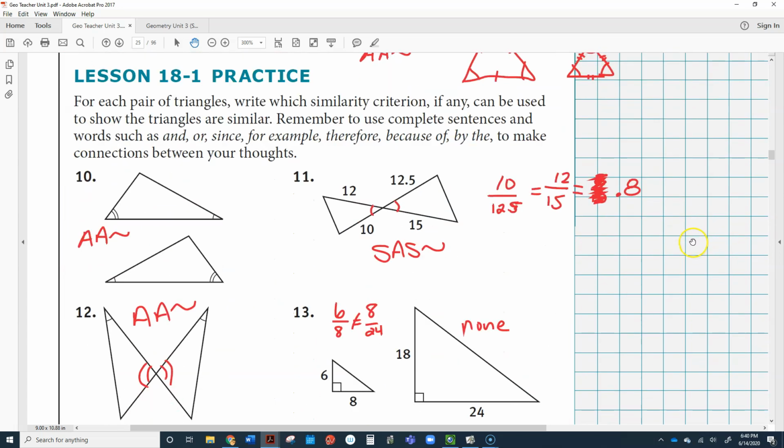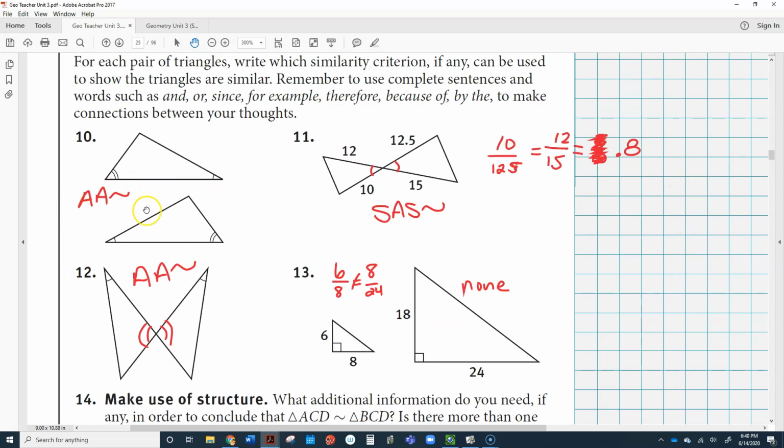Then they wanted to know, can you prove that these triangles are similar? Yes, this one's by angle-angle similarity. You've got a pair of angles here and a pair of angles here. So that means the third angle has to also be congruent. If all three angles are congruent, then they're similar. The sides will be proportional.